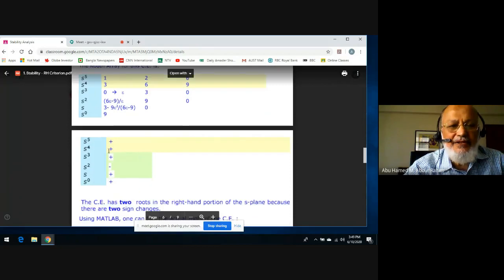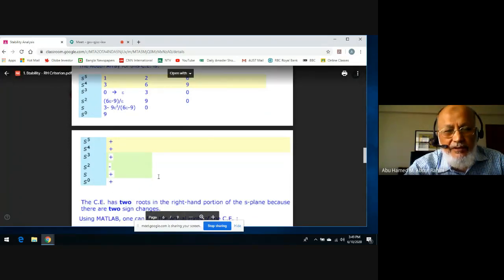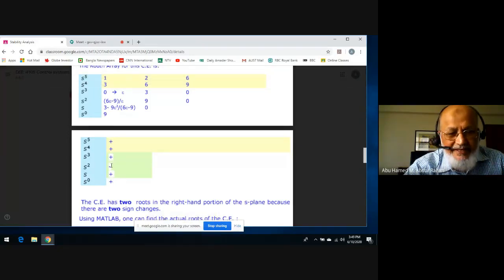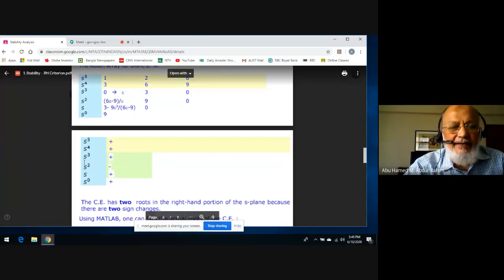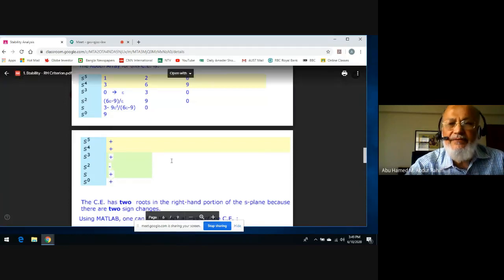Applying the Routh-Hurwitz criterion, we see that these are not all positive, so the system is unstable. There is a minus somewhere, and then how many roots are in the right half of the S-plane? 2 changes, plus minus minus plus, 2 changes. So 2 roots in the right half S-plane. The system is unstable, and 2 roots in the right half S-plane.